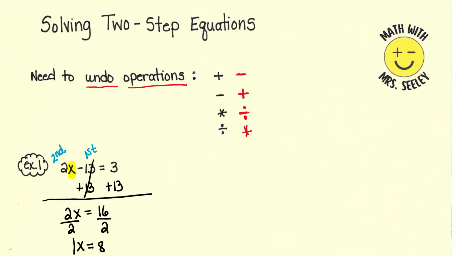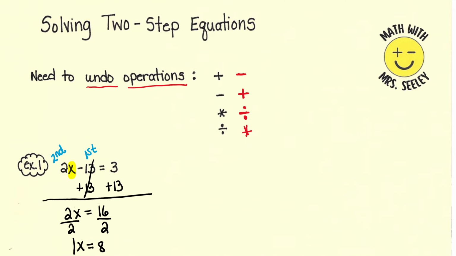Now, you can naturally check your answers if you want to. You could say 2 times 8 minus 13 equals 3. So don't forget, you can check if you'd like.